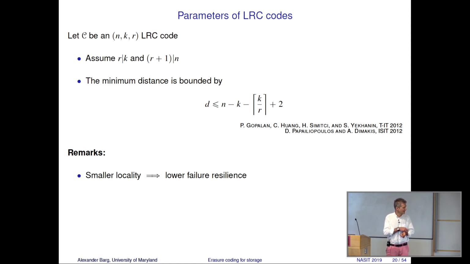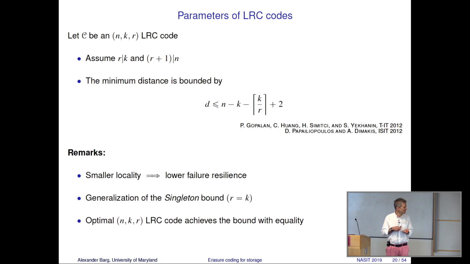Smaller locality, lower failure resistance, because it is easier to knock out 2 coordinates within a repair group, and generalization of the singleton bound already mentioned. A code is called optimal LRC if that distance is achieved with equality. So why optimal? Well, Reed-Solomon codes are optimal, and therefore we might be interested in constructing codes that meet this bound with equality. So optimal LRC codes achieve this bound with equality.